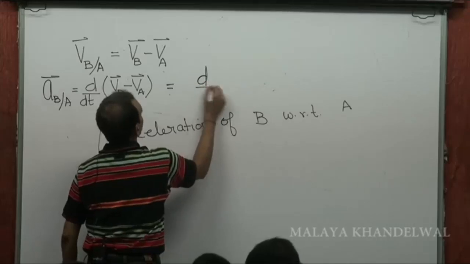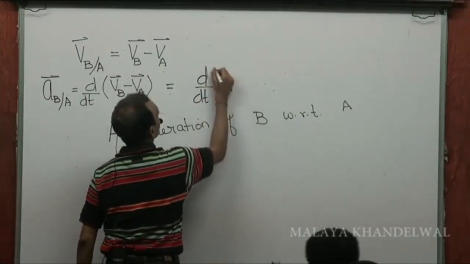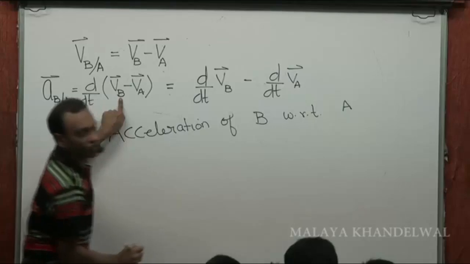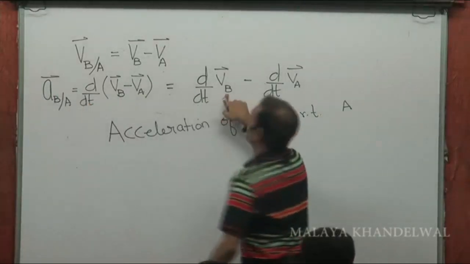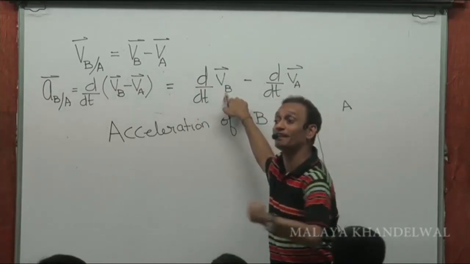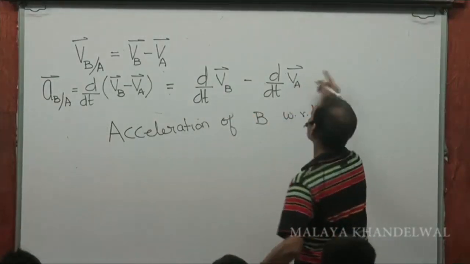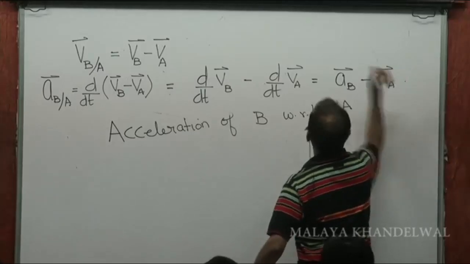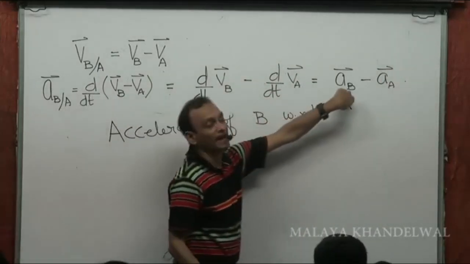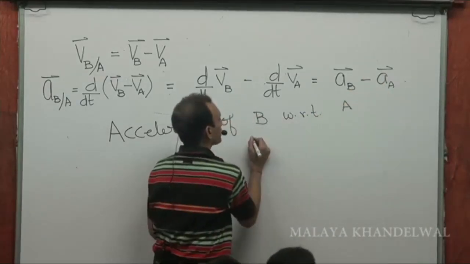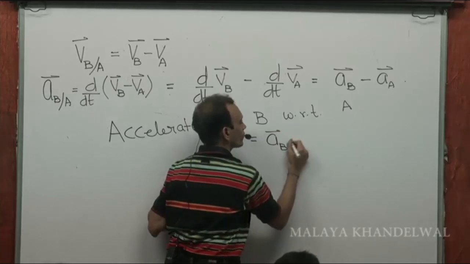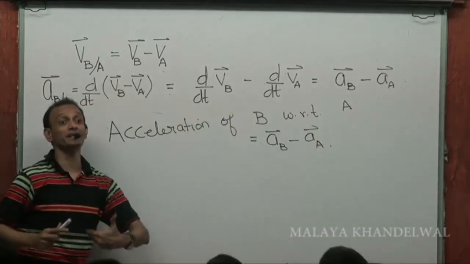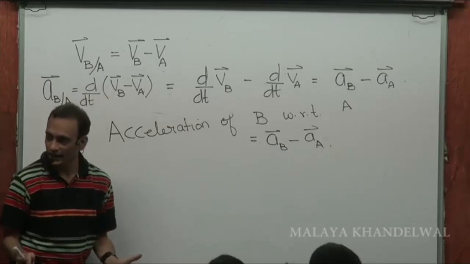Which is like d/dt of Vb minus d/dt of Va, right? d/dt of Vb would give me acceleration of B, the rate of change of velocity of B will give me acceleration of B, and this will give me acceleration of A. So acceleration of B with respect to A is acceleration of B minus acceleration of A. That will give me relative acceleration of B as seen by A. Clear?